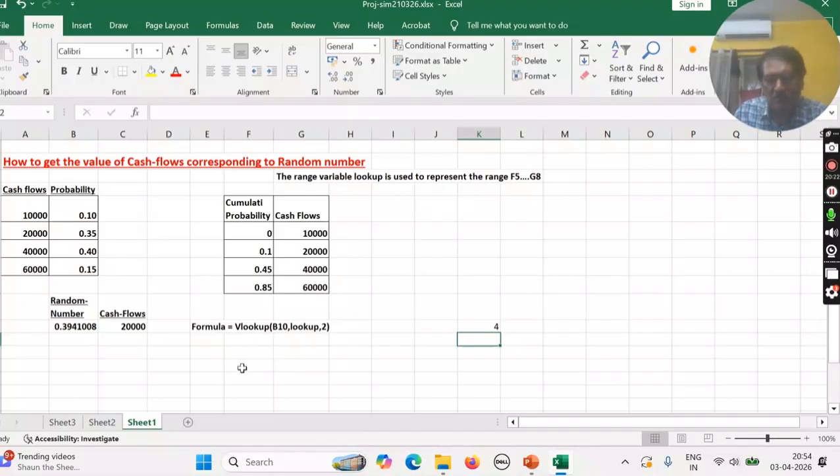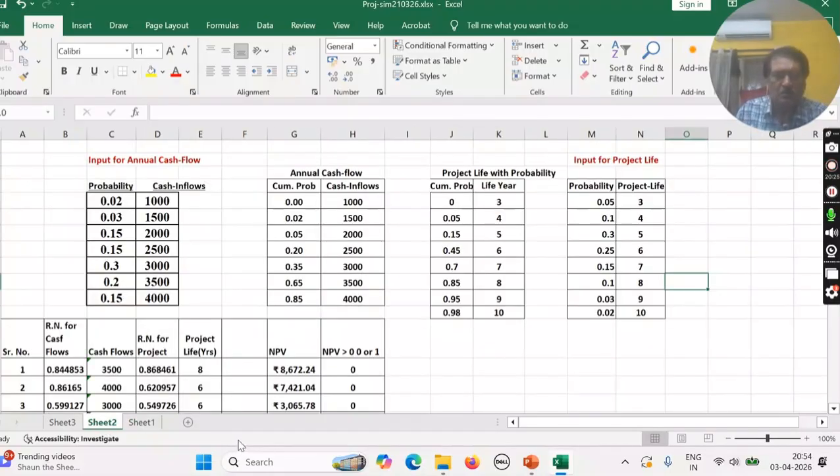Now for the actual calculation I am going to sheet 2. This is the actual calculation. This is the table for annual cash flows. With probability the cash flows are given. This has been taken from the given problem. Okay, and this is the project life with probability. This is the probability input for project life.